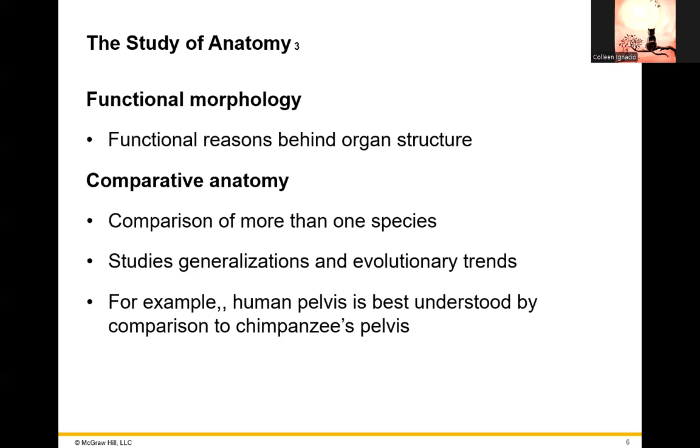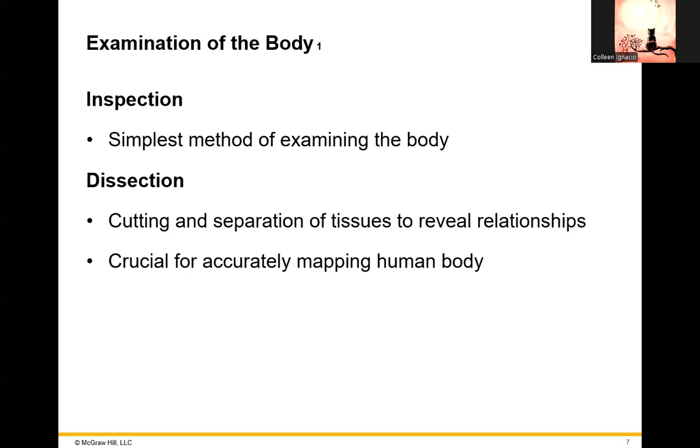So we think about comparative anatomy. That's always fun. We are comparing the anatomy of two or more species. This is helpful when we think about evolution. An example of this given on the slide is that the human pelvis is best understood by comparison to a chimpanzee's pelvis. Other things that you may see in comparative anatomy could be a human arm versus a bird's wing, and we look at the skeletal structure, the muscular structure of that, and so that is what we would look at for comparative anatomy.